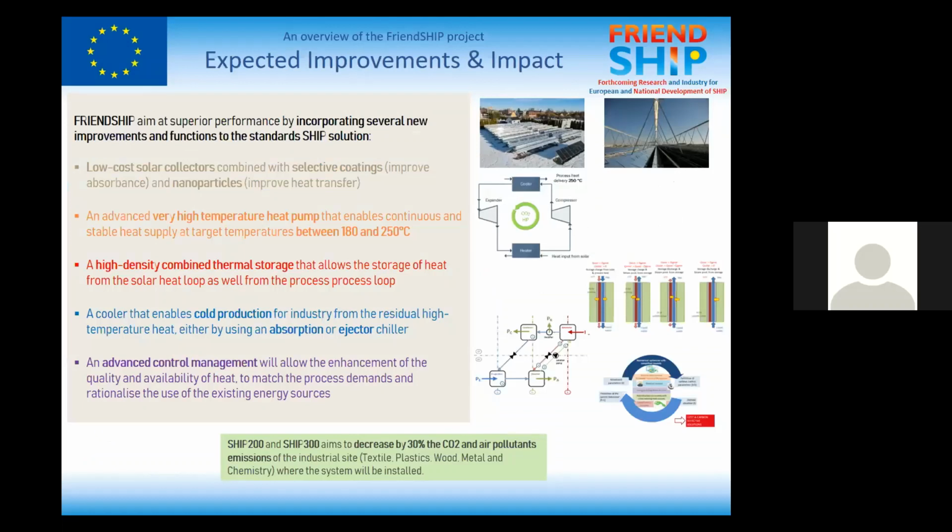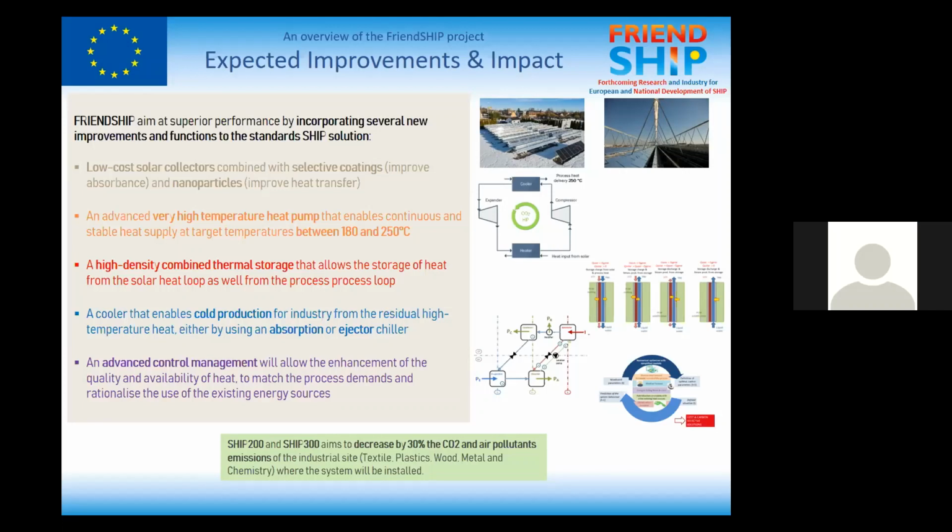The expected improvements in the project are the following. One is on the solar field, where we will work on local solar collectors with improvement on active coatings, and also work on the improvement of heat transfer through the addition of nanoparticles in the fluid. Another improvement will be to work on very high temperature heat pumps. It will go as high as 180 degrees first, and then in the long term, but it is long-term work, up to 250 degrees.